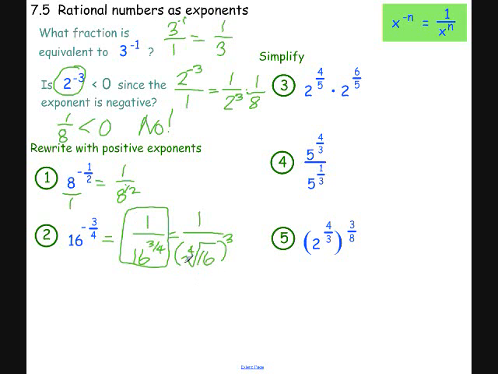The 4th root of 16, I know what that is. That's why I'm so excited. If I took 2 and raised it to the 4th power, I would have 16. So the 4th root of 16 is 2. So basically what this fraction is, I've got 2 raised to the 3rd power. This is equal to 1 over 2 to the 3rd power. What is 2 to the 3rd power?